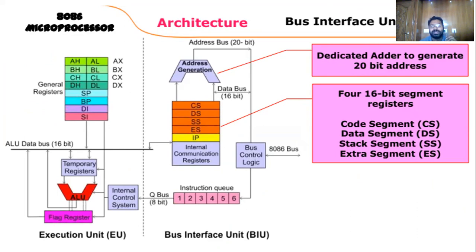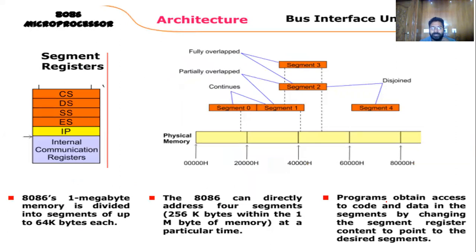Now see this once again, one by one. The bus interface unit has address generation, code segment registers, the instruction queue, and the bus control logic. The address generation is responsible for generating the 20-bit addresses. So you have 4 different types of segment registers available: code segment registers, data segment registers, extra segment registers. You know why these are used.